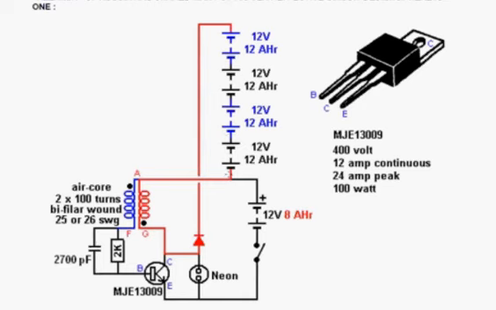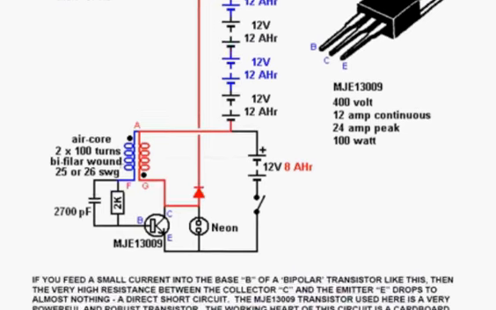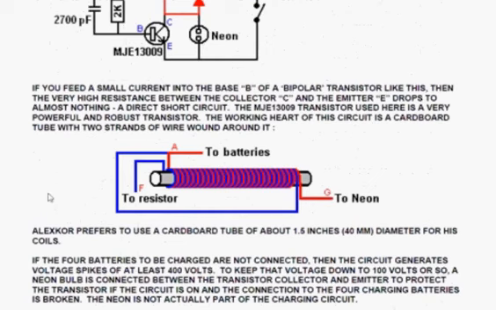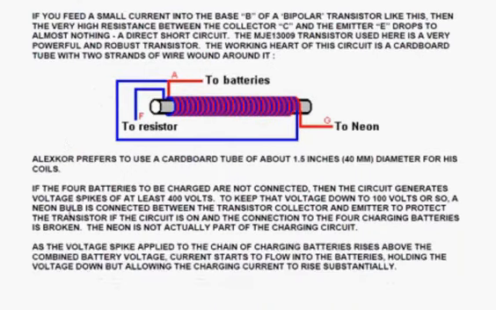Now, this is a very effective system. You can use 1 battery and charge 4 batteries. And it is extremely cheap. It's very easy to build. And the particular coil that you wind is just wound with 2 strands of wire. It's not a very large amount of wire needed at all. And Alex prefers to use a coil of about 1.5 inches or 40 millimeters in diameter.